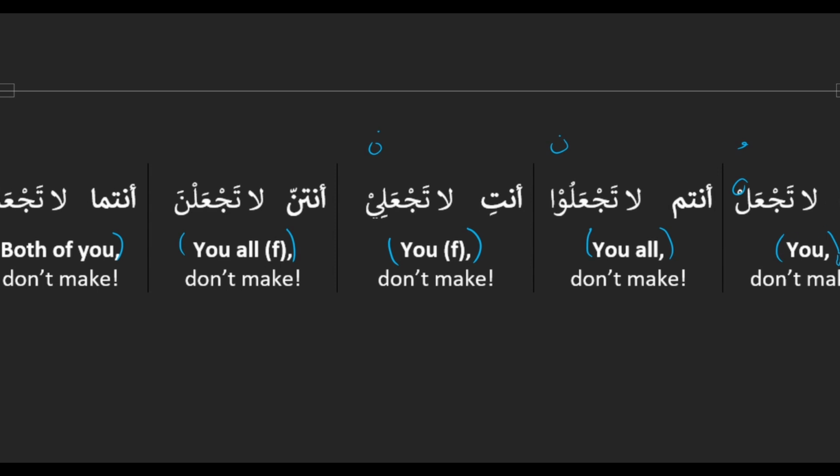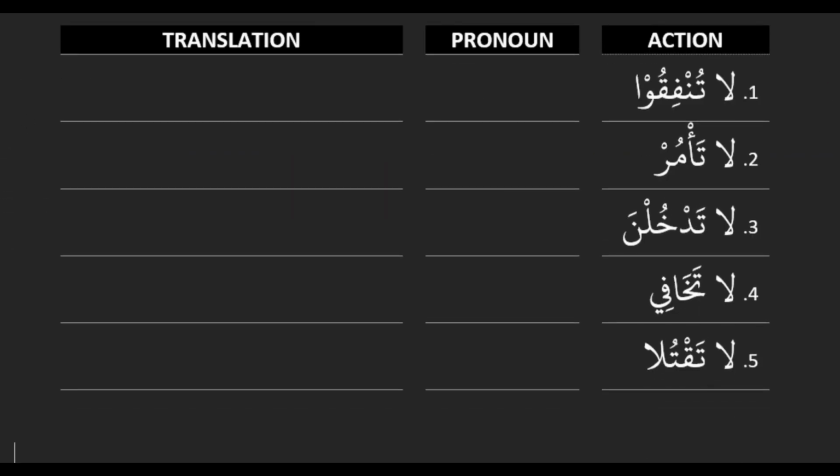So are we clear on forbidding? Second scenario, bald actions. So it's just la plus a bald action, and that makes forbidding. And forbidding is when you're telling someone not to do something. Okay, ready for some practice?